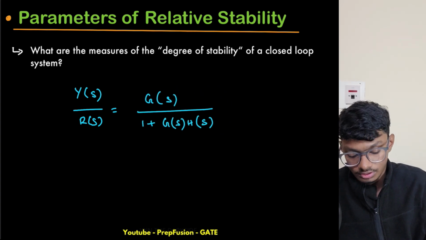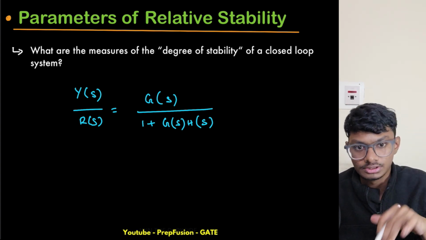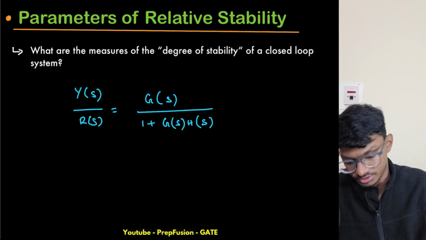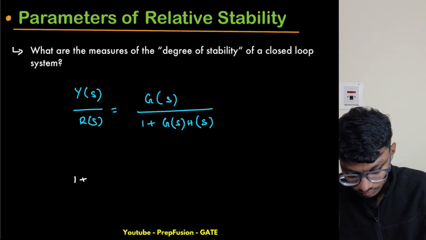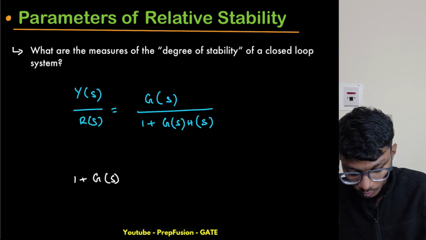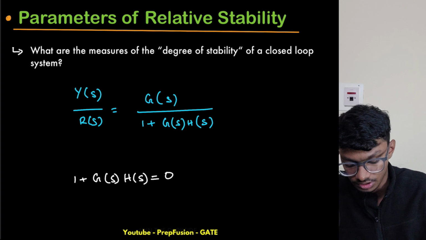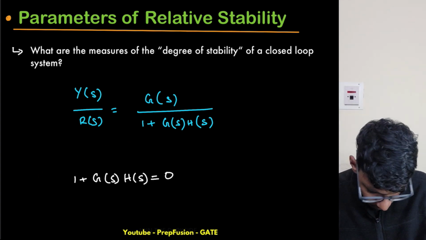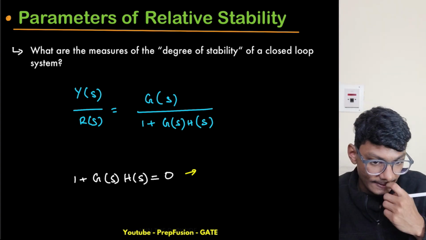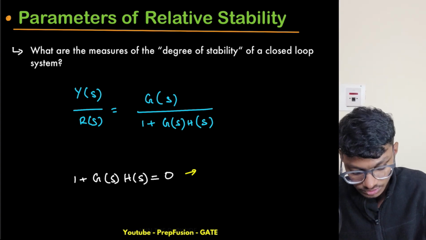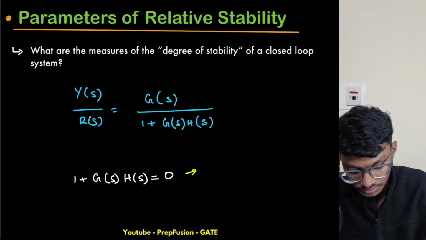Now, when will my system become unstable? Let's try to do that. First I will write one equation. Whichever values of s satisfy this equation, at those particular values of s I will get poles. This is the characteristic equation. Okay, these are my poles, from the characteristic equation.